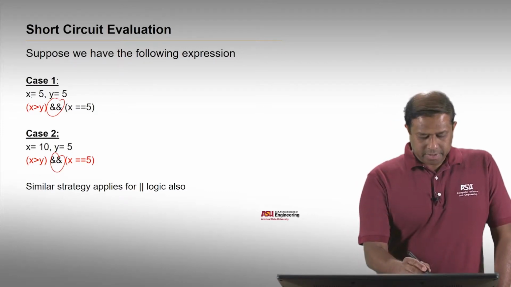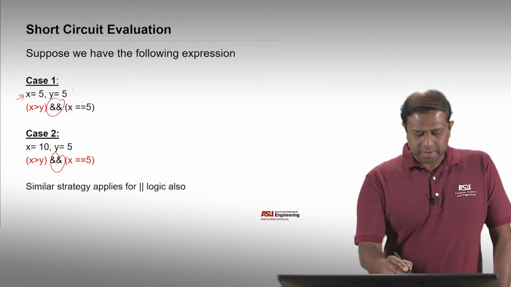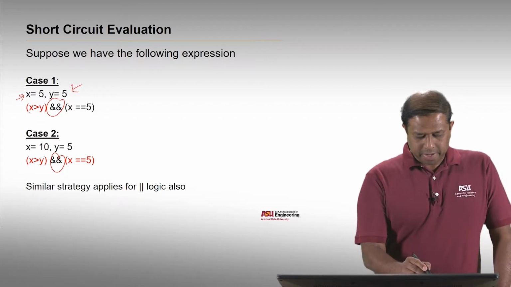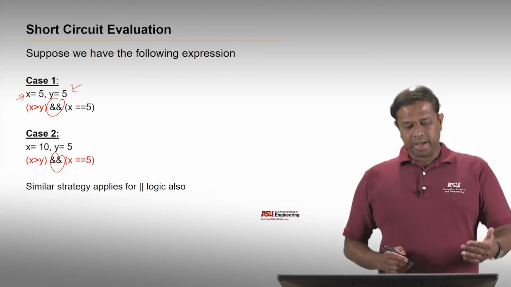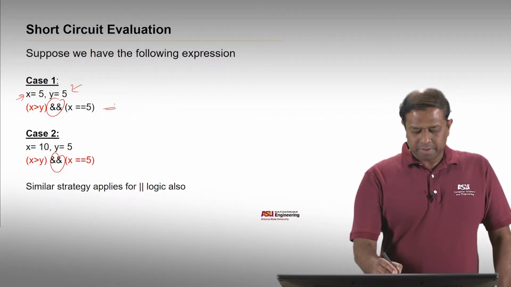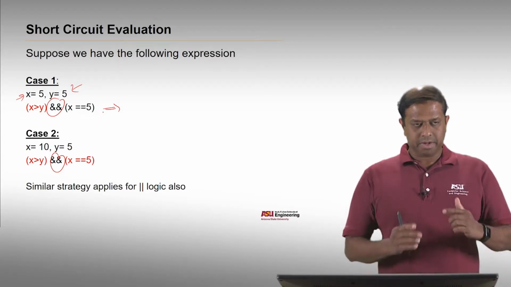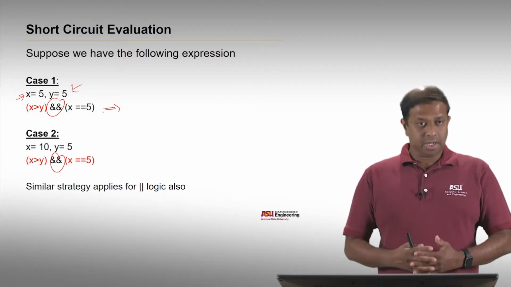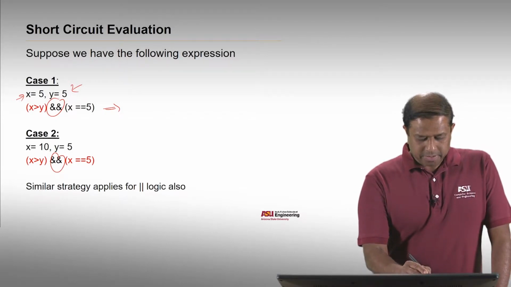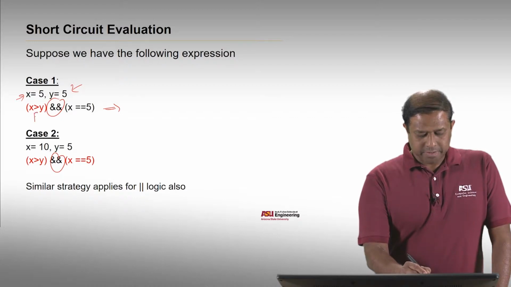Now in this case, for example, we have x equals 5 and y equals 5. So we are checking whether x is greater than y and x equals 5. In order for us to get the true value for this particular expression, we need to have both of these sub expressions giving us true, right? However, when we evaluate this, we know that x is not greater than y, so therefore this is false.